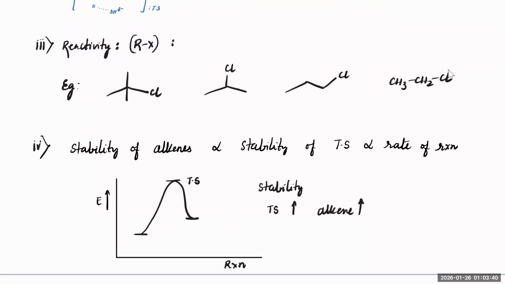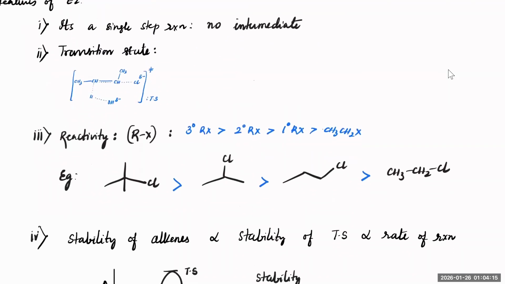So how does the rate of reactivity change for the E2 mechanism? For E2, you will notice that a 3-degree alkyl halide, RX, is greater than a 2-degree RX, greater than a 1-degree RX, greater than, that's it, ethyl halide. So for example, I have written it here. This is how the rate would vary. Okay. Why is that so?